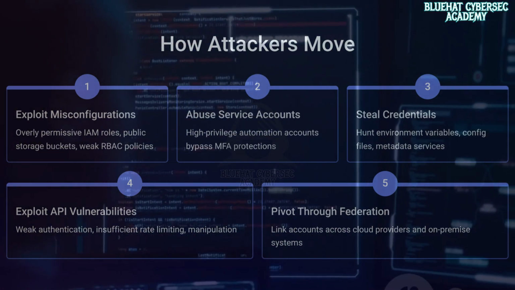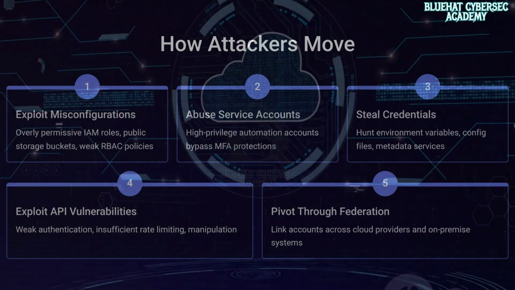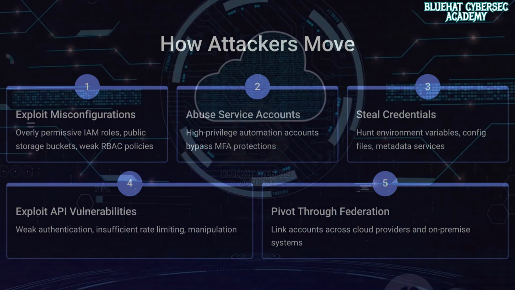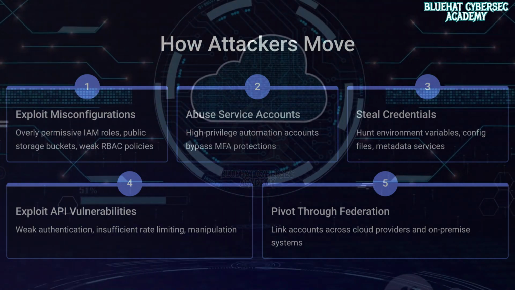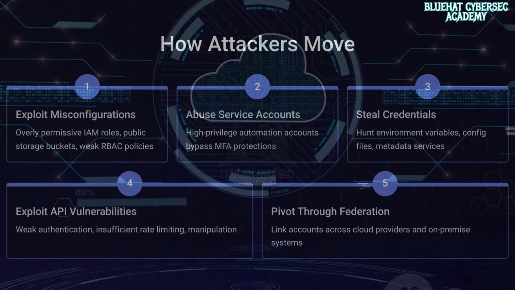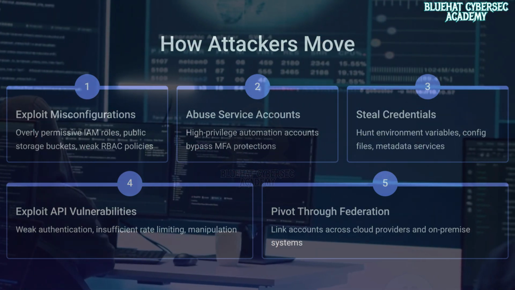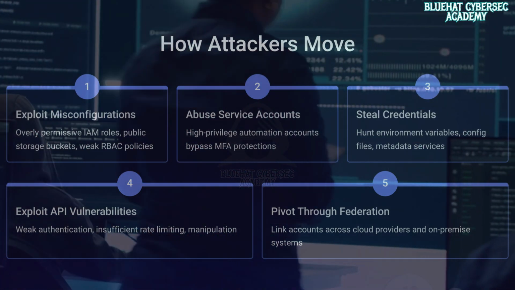Attackers also exploit vulnerabilities in APIs. Cloud services communicate extensively through APIs, and weaknesses, like weak authentication or insufficient rate limiting, allow attackers to manipulate or move between services. Lateral movement through APIs can easily go unnoticed if monitoring is insufficient.